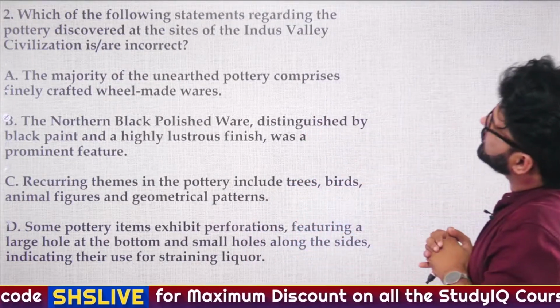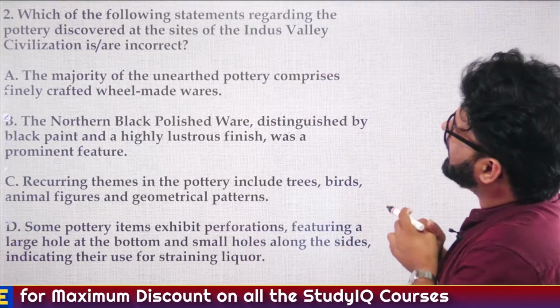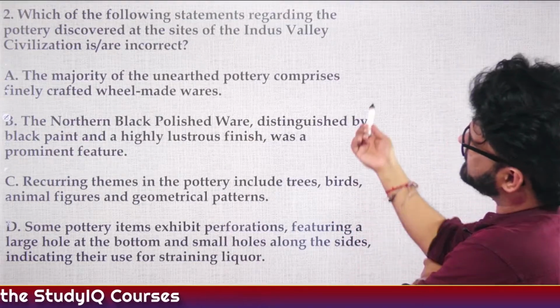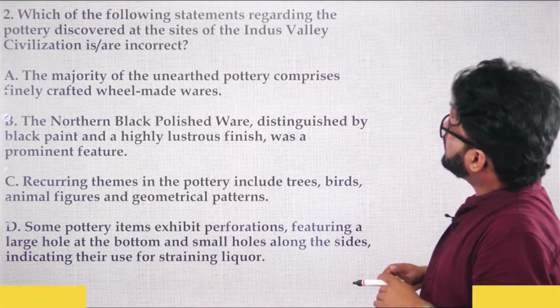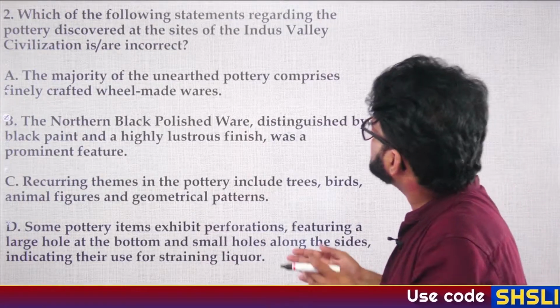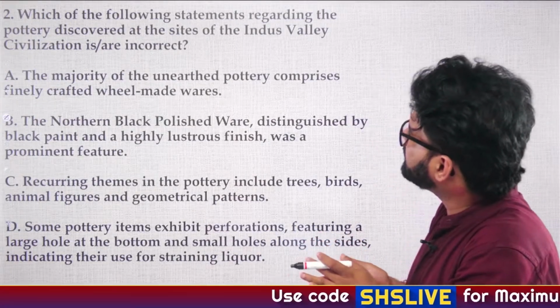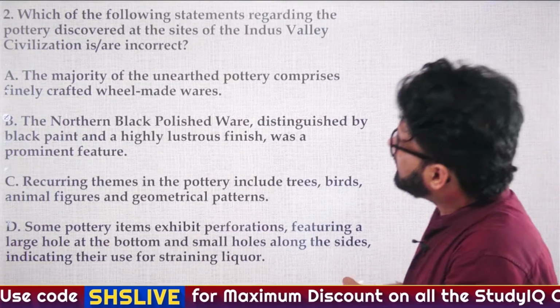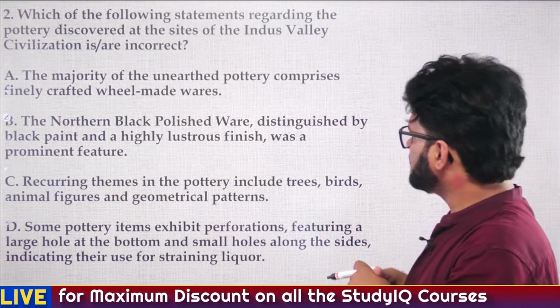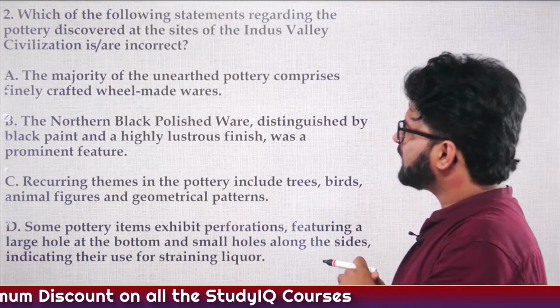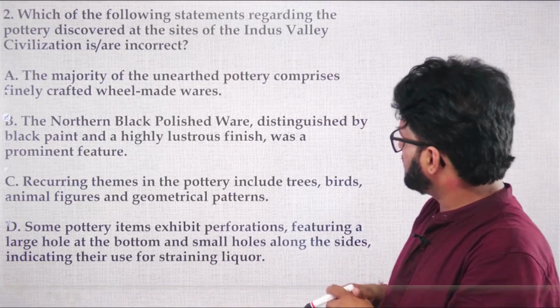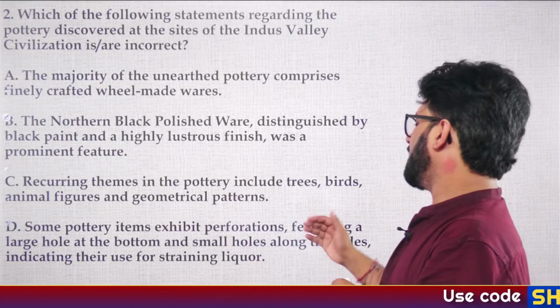So the question is, which of the following statements regarding the pottery discovered at the site of Indus Valley civilization are incorrect? A. The majority of unearthed pottery comprises finely crafted wheel-made wares. B. The northern black polished ware distinguished by black paint and a highly lustrous finish was a prominent feature. C. Recurring themes in the pottery include trees, birds, animal figures and geometrical patterns. D. Some pottery items exhibit.